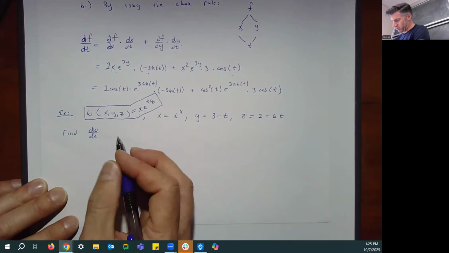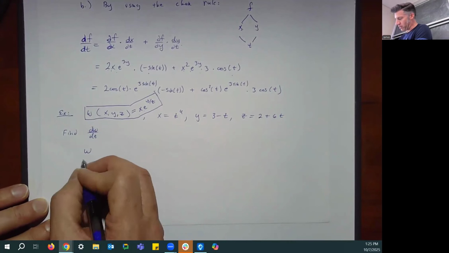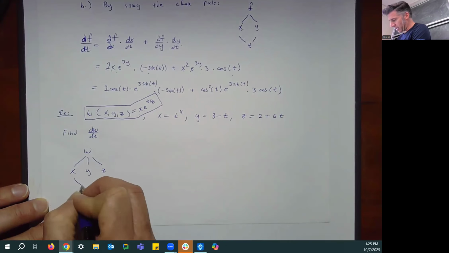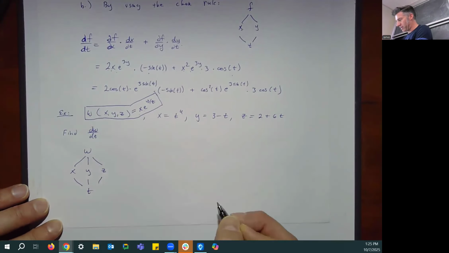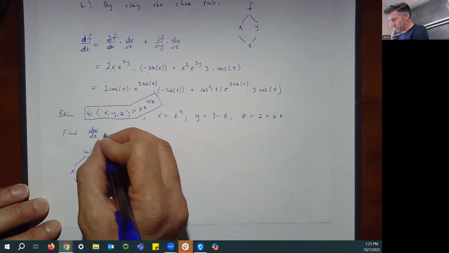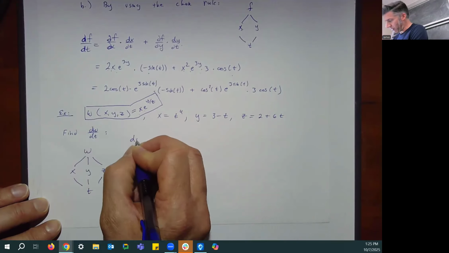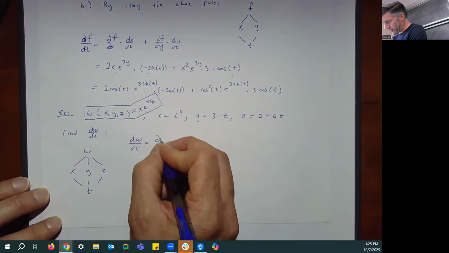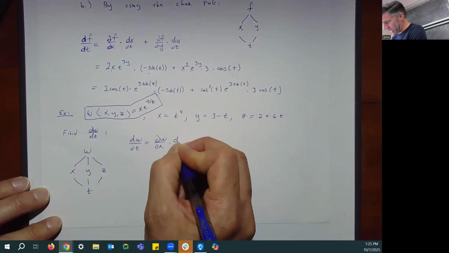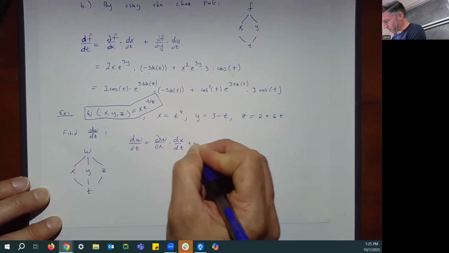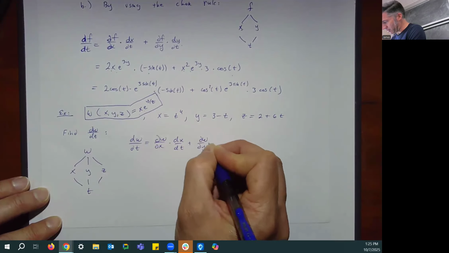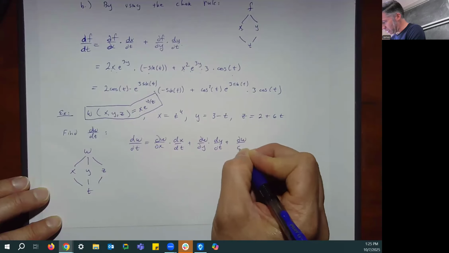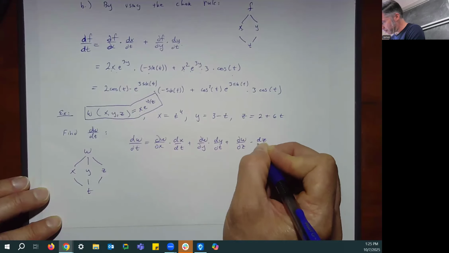So we're going to do this the chain rule way, where w depends on x, y, and z, and x, y, and z all depend on t. So when we write dw dt, we're going to have three paths added together. Our del w del x times dx dt, plus our del w del y times our dy dt, plus our del w del z times our dz dt.